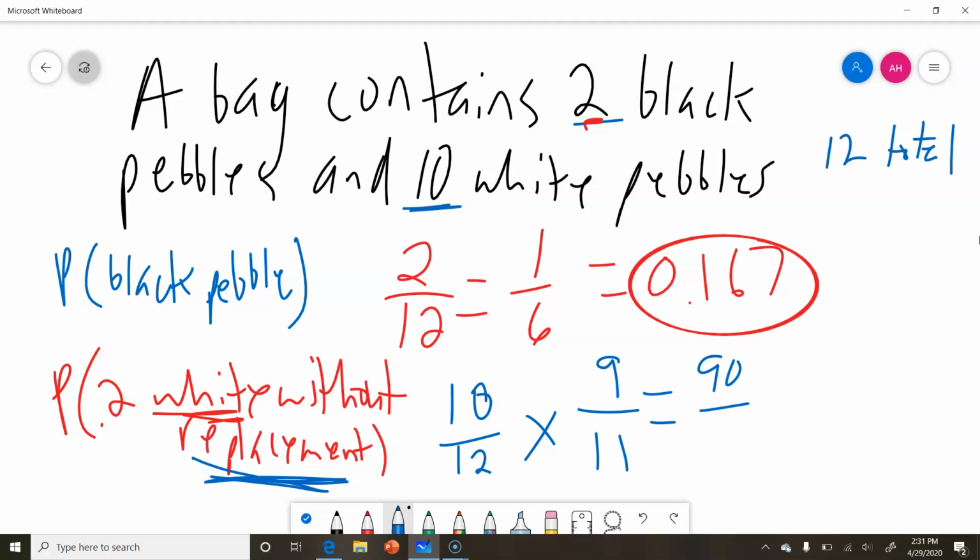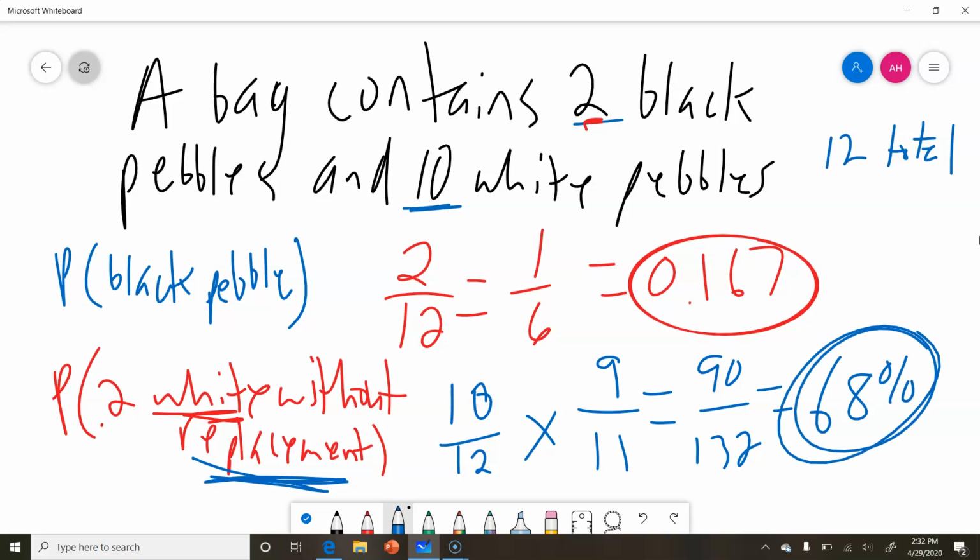90 here out of a big number, which is 132, and then I divide and see what that is as a fraction. So I do 90 divided by 132, and I get the percent of 68%. So my percent that would happen is 68%, okay?